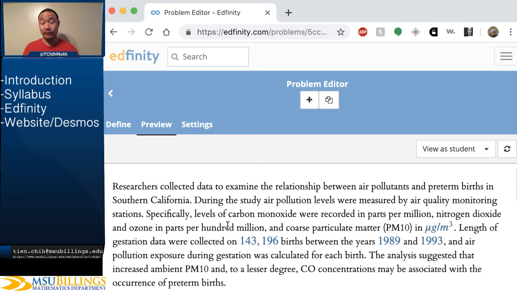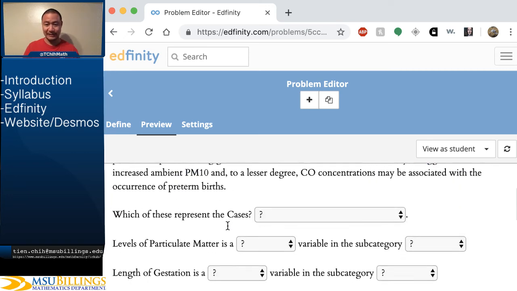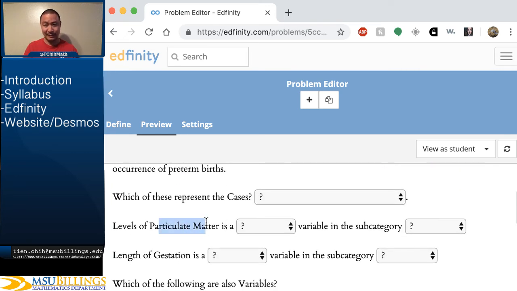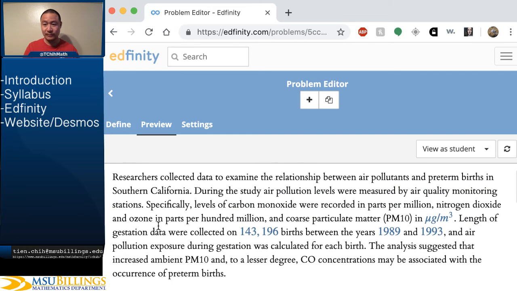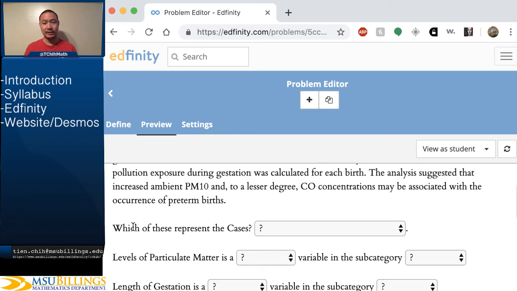And so for each one of these variables, or at least for the first two here, particulate matter and the length of gestation, the question you want to ask yourself is, when I describe the length of gestation or the level of particulate matter, can I do that with a number? Is there some number that will tell me what that is? If yes, then it's a numerical variable. If the answer is no, and it's described via categories, then it's a categorical variable.